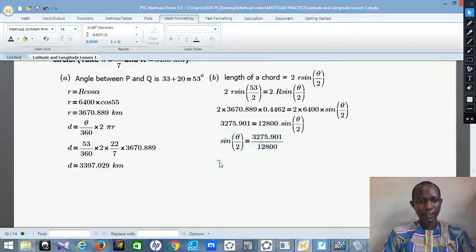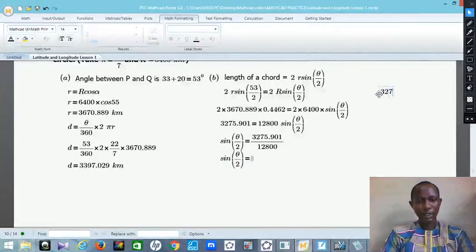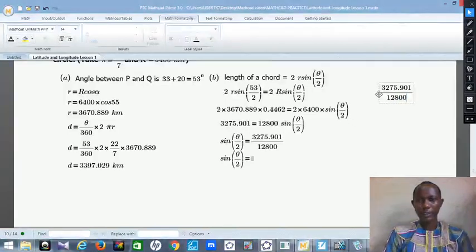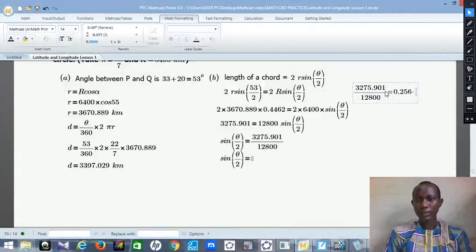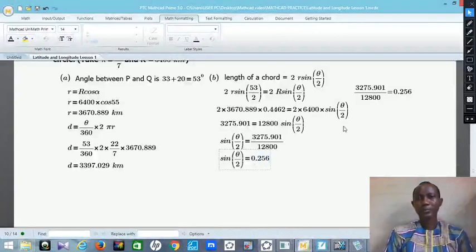Alright, then sine theta over 2 is equal to, let's simplify this and see the result, 3275.901 divided by 12,800. Okay, so giving us 0.256.